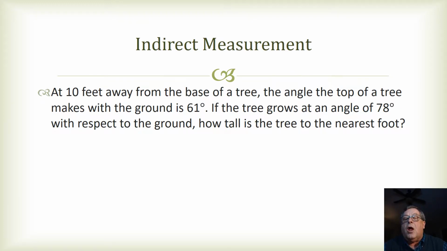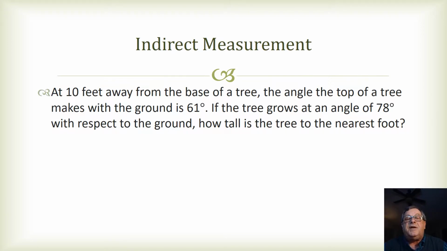All right, we can use the law of sines and cosines to find the measure of things that we might ordinarily not be able to measure physically, like with a tape measure or ruler, and we call that indirect measurement. So let's look at this little word problem here.